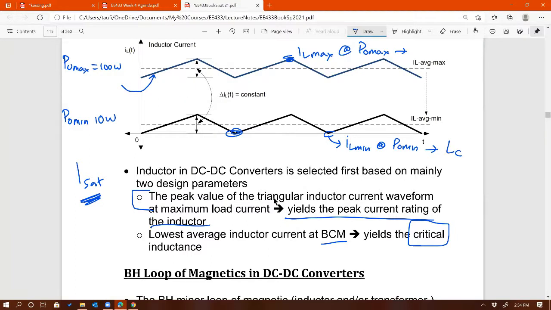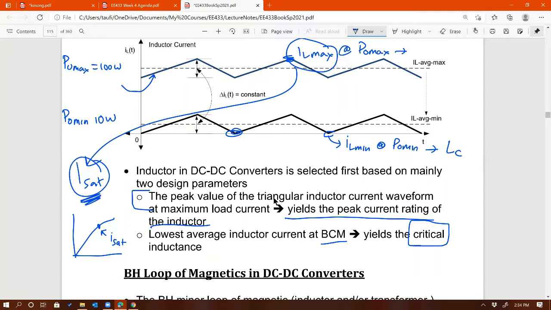So this IL max right there corresponds to the ISAT, the saturation current, which has to do with the BH curve. Remember the BH curve, right? So this ISAT is sitting perhaps right there for a given inductor. So we want to make sure that when we use this inductor, the current through that inductor does not exceed ISAT, because ISAT means that the inductor is already reaching the knee region of the BH curve. Make sense?